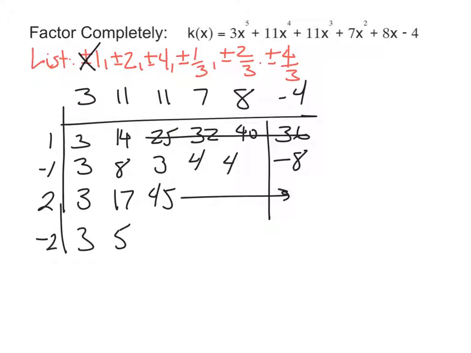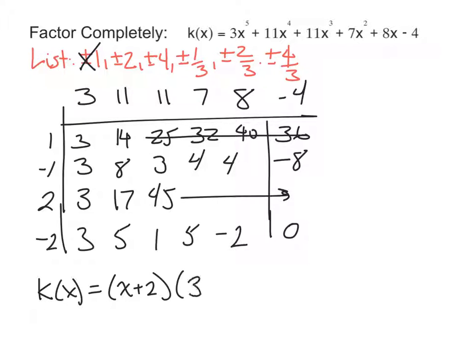-6 plus 11 is 5. -10 plus 11 is 1. -2 plus 7 is 5. -10 plus 8 is -2. And 4 plus -4 is 0. Finally, we got one, and we can rewrite k of x as x plus 2 times 3x to the 4th plus 5x to the 3rd plus x squared plus 5x minus 2.